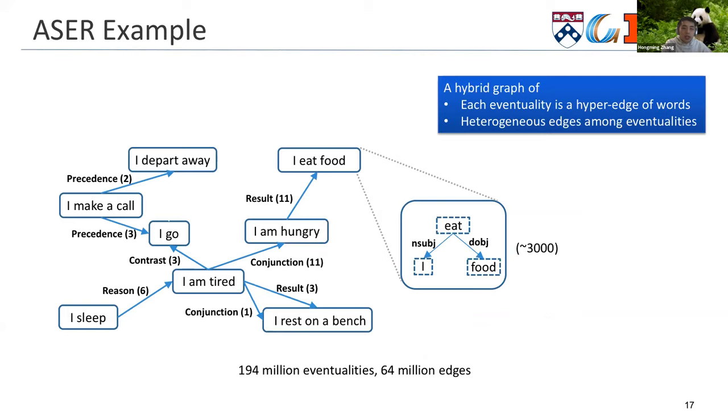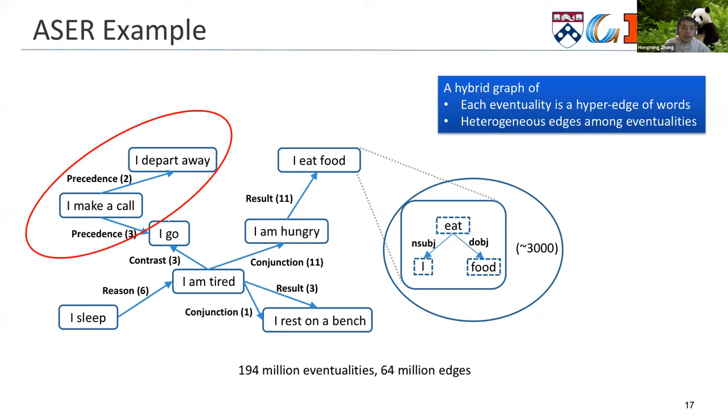Actually, lots of interesting common sense can be found in this example. For example, the eventuality I eat food appears more than 3,000 times in the whole KG, but the eventuality I eat rock never appears. So by comparing these two, we can see that the statistics about eventualities actually reflect the lower order selectional preference we mentioned before. We can also observe some interesting higher order SP, such as we often make a call before we go, and being tired and being hangry often happen together.